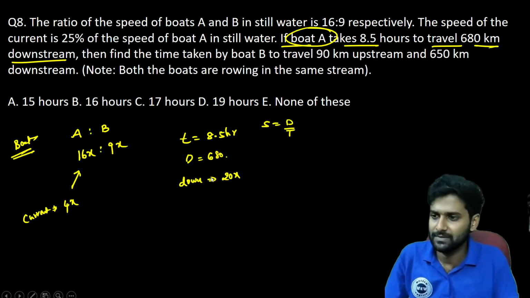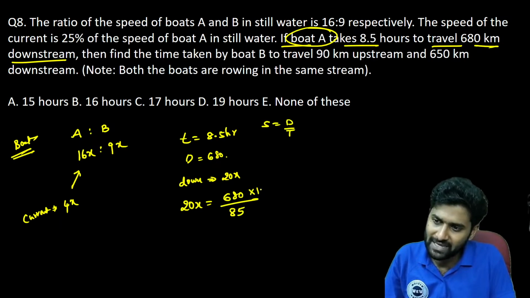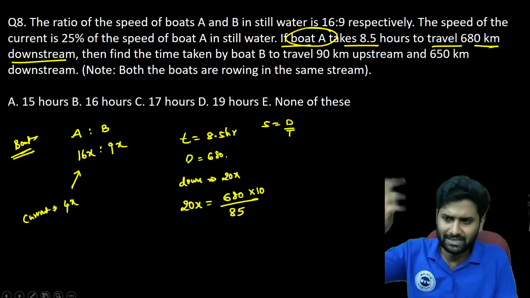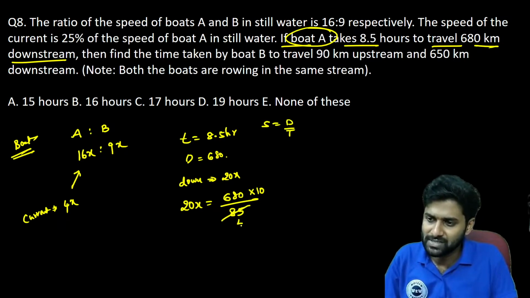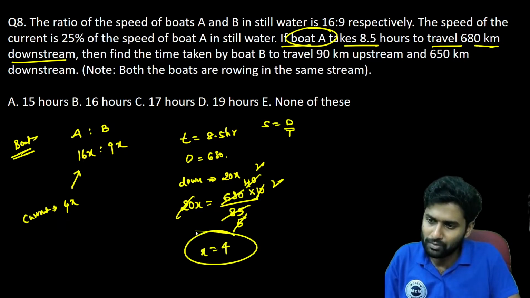We have the whole data, right? So here 20x is exactly equal to 680 divided by 8.5, which can be taken as 85 divided by 10. Then 10 goes to the numerator. So 17 fives, 17 40s, right? So 5 twos. Again, it is 2 times. You will get x is equal to 4. You will get one data.